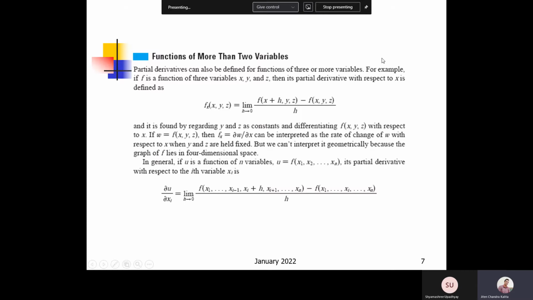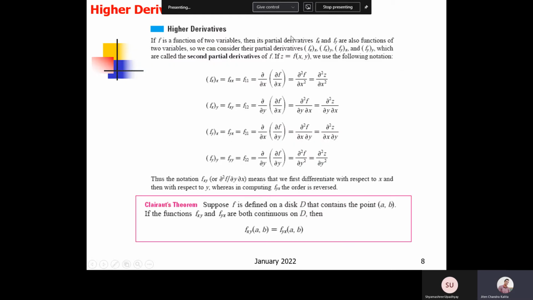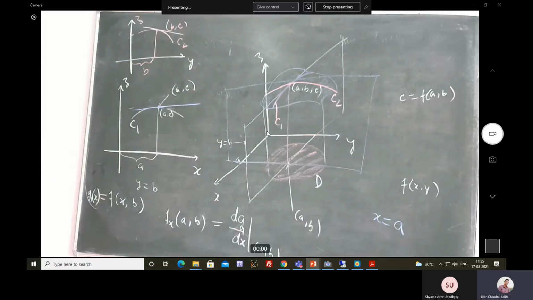So this is about functions of more than two variables, and this can also be written in vector notation. I'll explain it on the blackboard. Then again, we can consider higher order derivatives as well. Okay, so let me get back to the blackboard. I'll explain this to you.